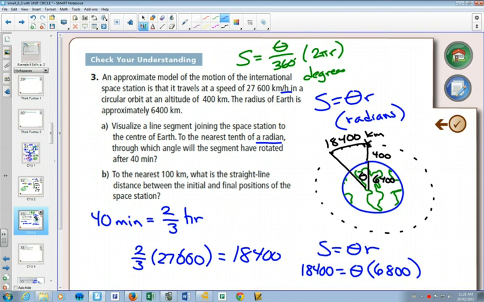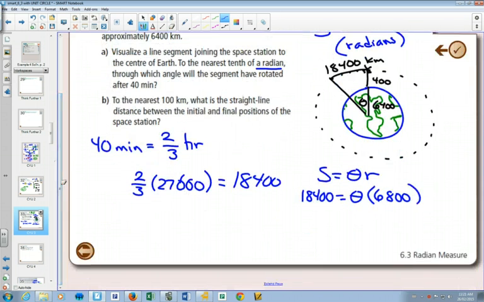Dividing both sides, we get 2.7 and ask for the nearest tenth. So theta, look at, I remembered the squiggle. Theta is approximately 2.7 radians.